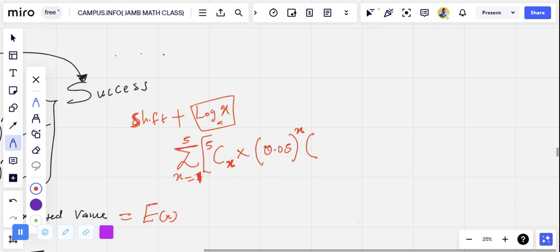You've already started the calculator to sum. Do you know any of what you have just put in? You started the calculator to sum all values for x starting from 1 to 5. So make sure that you leave x here displaying. Don't tamper with that x. Don't put 1. Leave it the way it is.